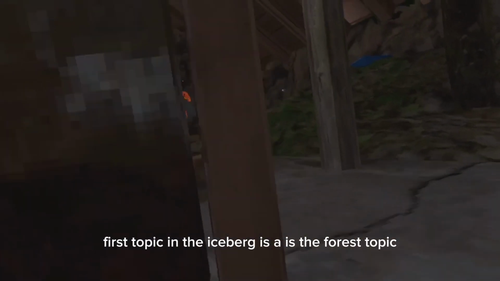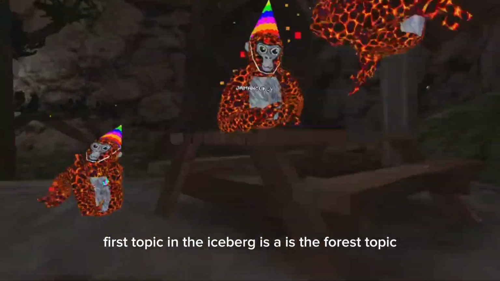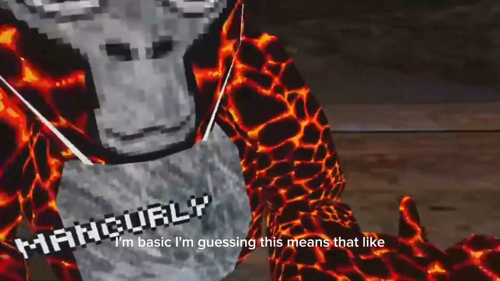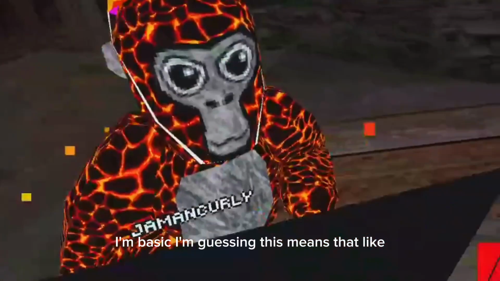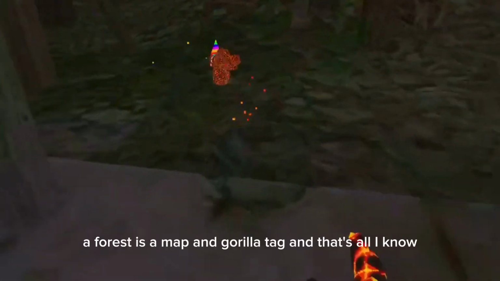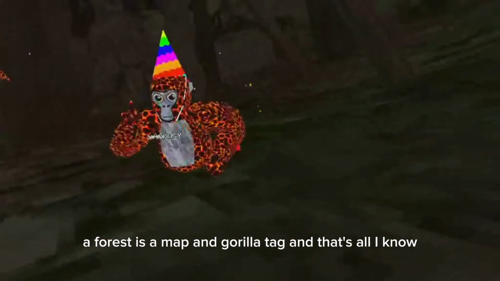First topic in the iceberg is the forest topic. Well, I'm not sure what this means. I'm guessing this means what forest is and why it exists. A forest is a map in gorilla tag, and that's all I know.